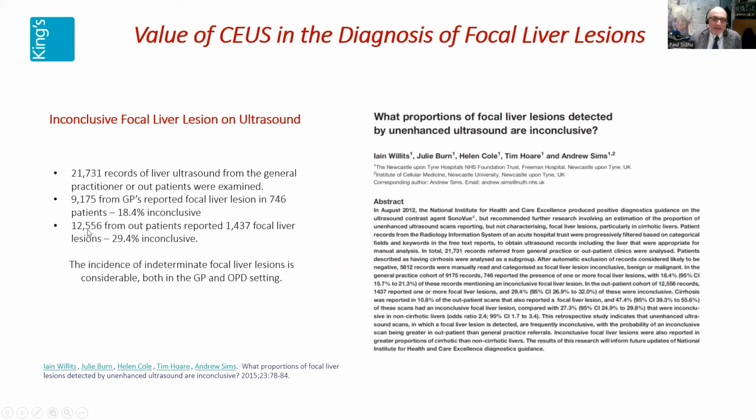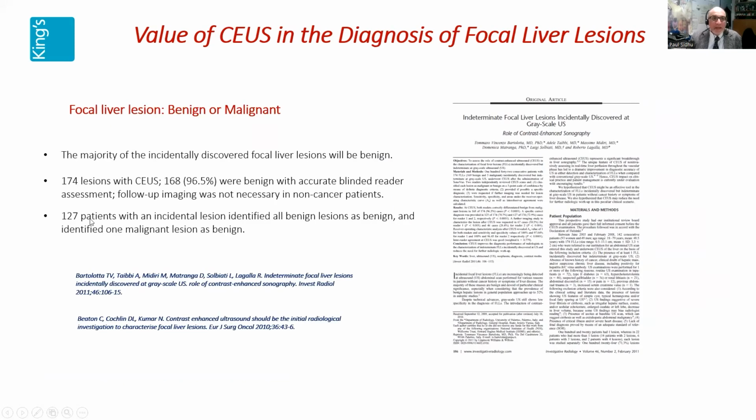In 12,500 outpatient records, 1,400 focal liver lesions couldn't be classified on the baseline ultrasound, or nearly 30% were inconclusive. So it's a big patient population where you should be avoiding downstream costs by avoiding CT and MR, by giving the patient some contrast-enhanced ultrasound. How often are these lesions benign or malignant?